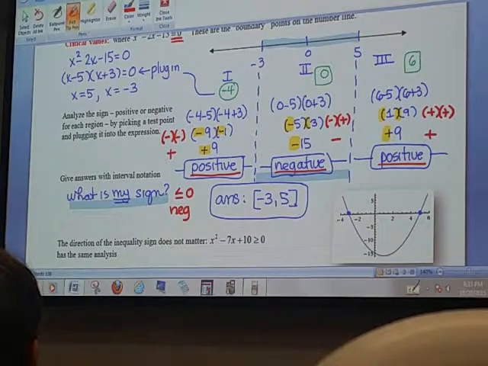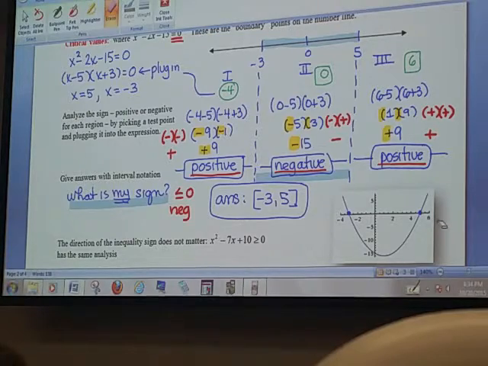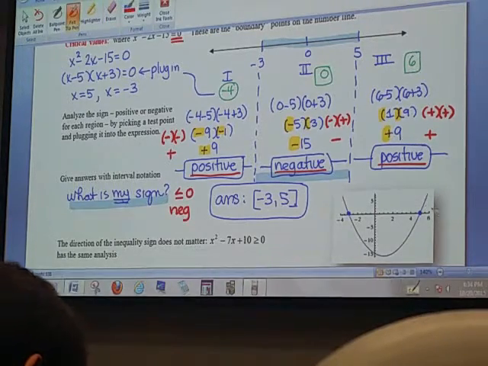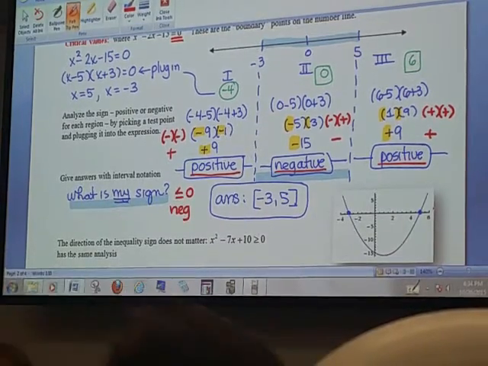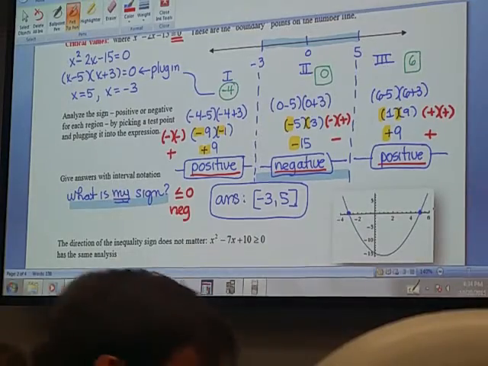So if I were to draw the parabola, I would see positive up till -3, meaning it's up above the x-axis. Then it's negative from -3 to 5, meaning the graph is below the x-axis. And then it's positive again. So you can actually do this from a graph. You could graph it and see where it hangs below the axis or above the axis.